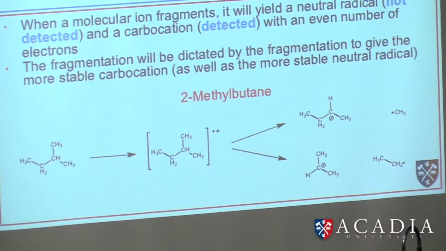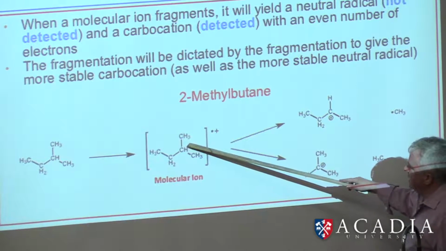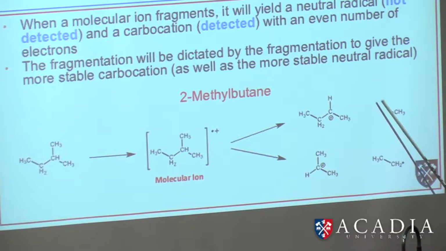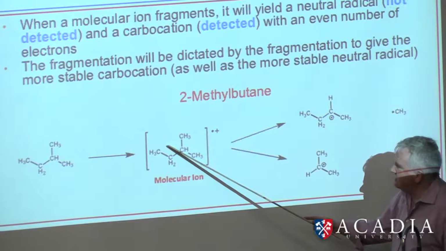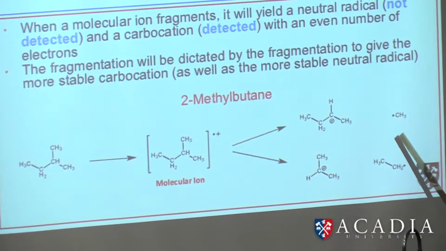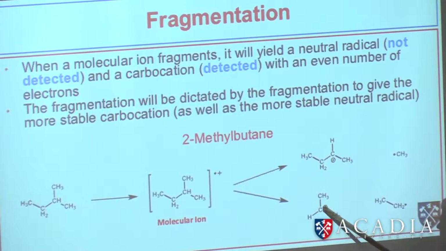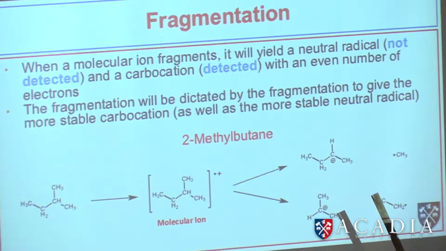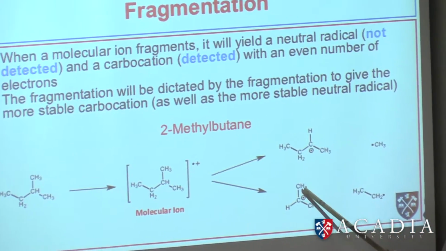And then that molecular ion can fragment, and it can break this bond to give this secondary carbocation and this methyl radical. Or it can break this bond to give this secondary carbocation and this ethyl radical. So in terms of the stability, both of these are secondary carbocations. They should be fairly similar in their stability. So we might expect to see more or less equal amounts of these fragments.